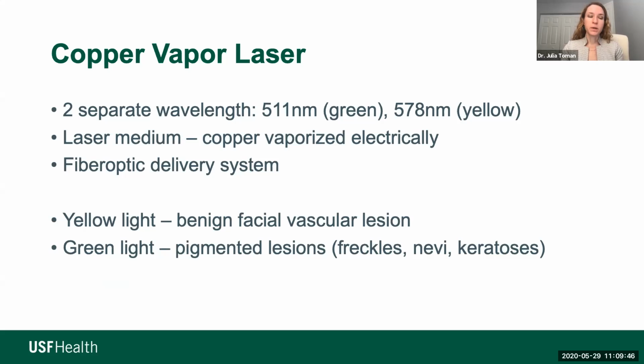The copper vapor laser actually has two separate wavelengths. It can either be 511 nanometers, putting it in the green spectrum, or 578 nanometers, putting it in the yellow spectrum. And its laser medium is copper that's been vaporized electrically. It also uses a fiber optic delivery system. And when it's utilizing the yellow light, it's good for benign facial vascular lesions. And when utilizing the green light, it's better for pigmented lesions such as freckles, nevi, or keratoses.